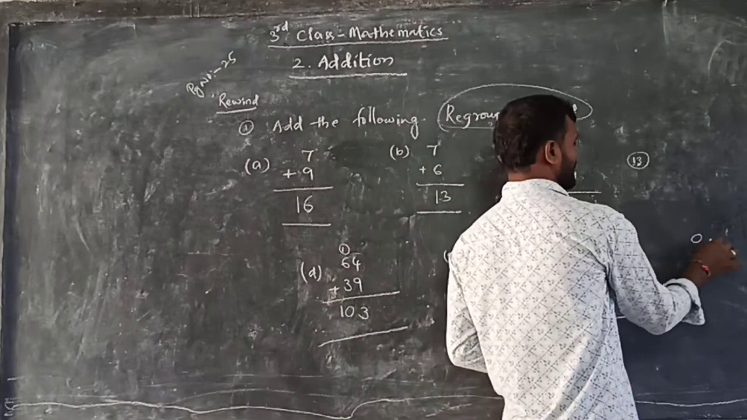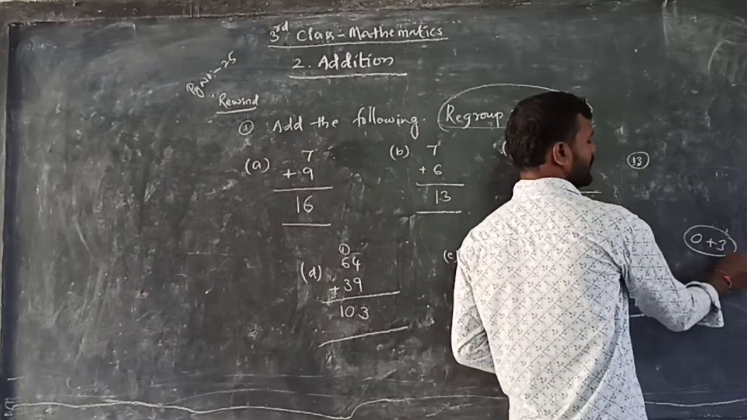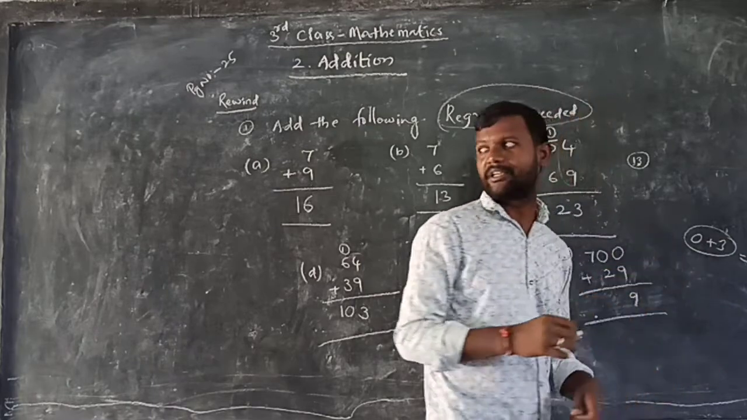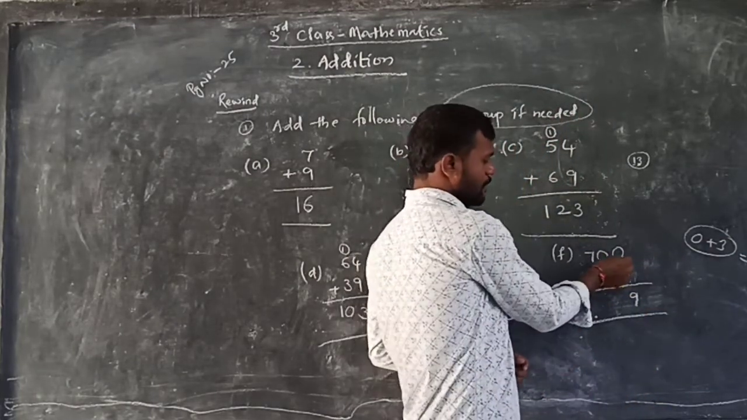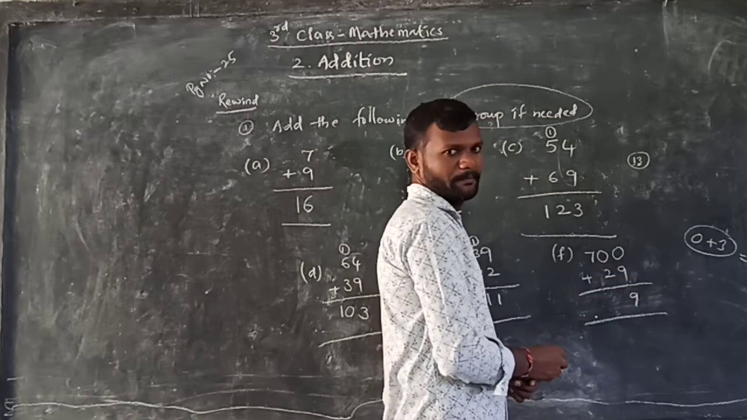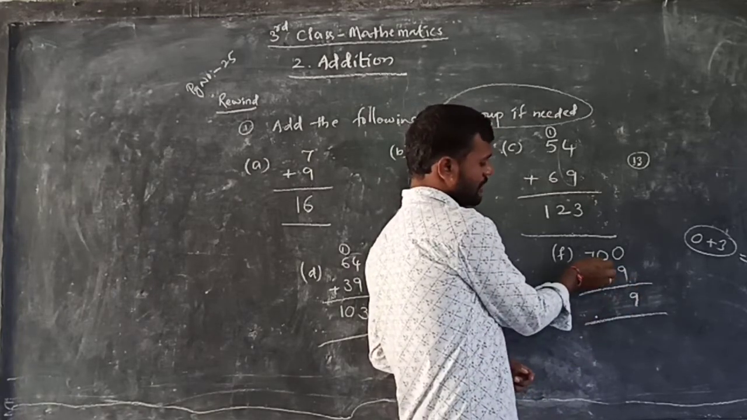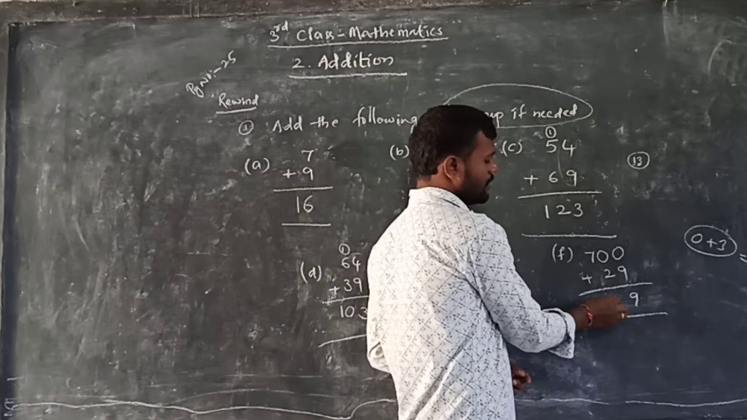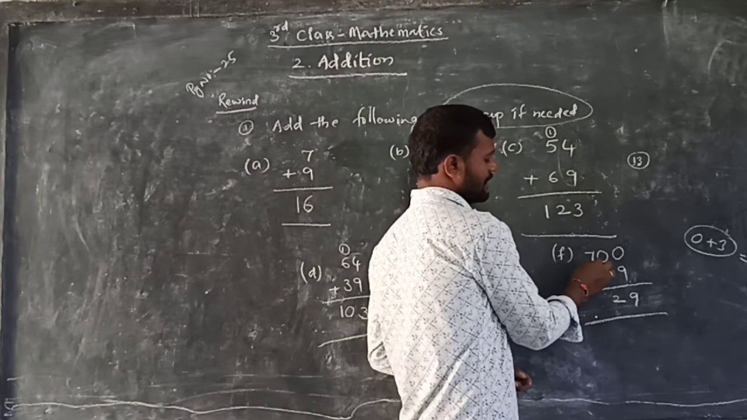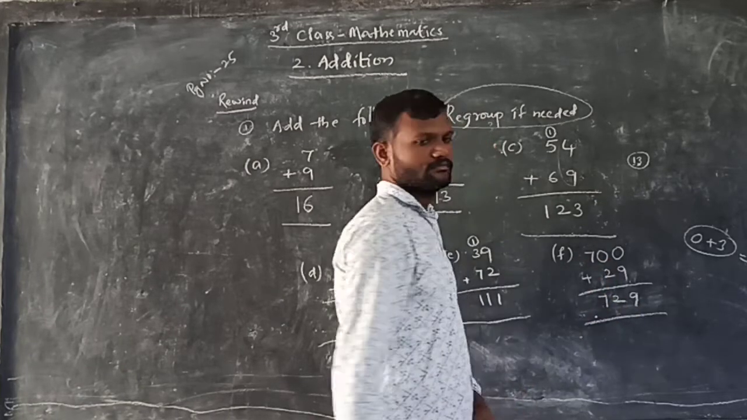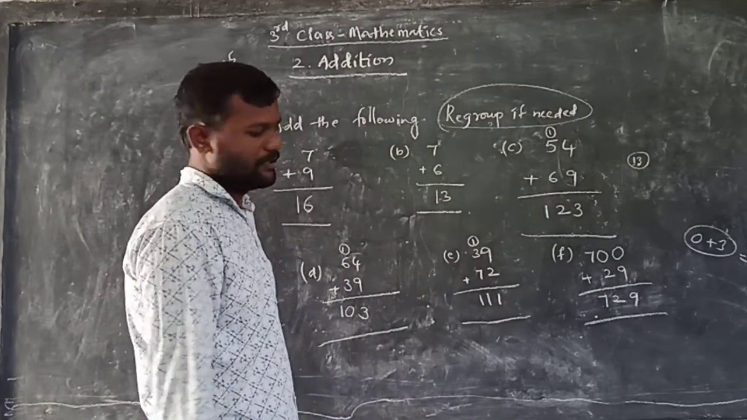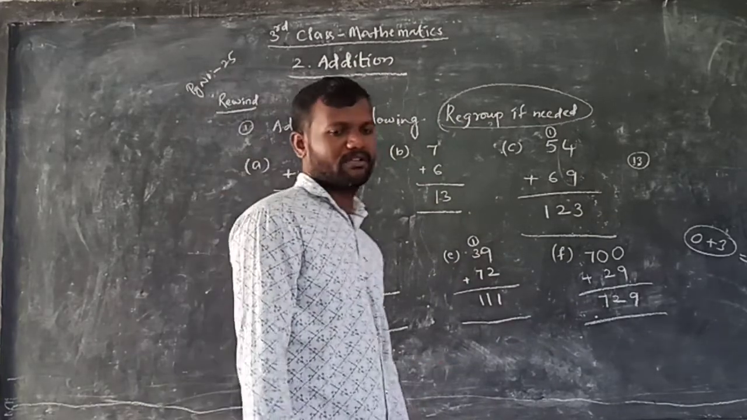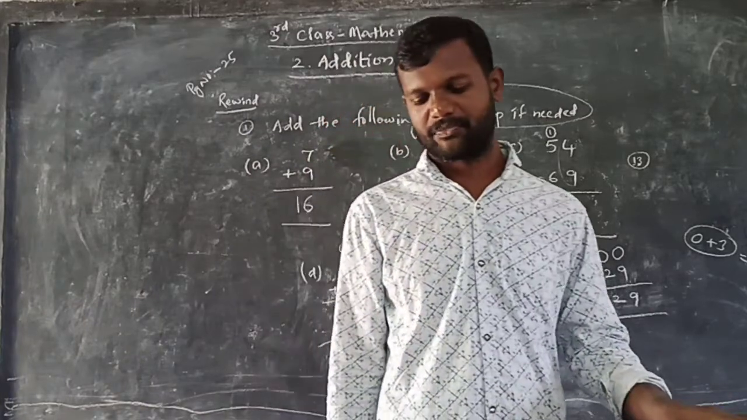Example, 0 plus 3 is given. Then what you will get? 3 only. 0 plus 2 means what you will get? 2 only. So similarly, 0 plus 9, how much? 9. And next, second one what? 0 plus 2, what? 2. 7, 7 only. Okay. Next, do the remaining problems which are in the first bit.